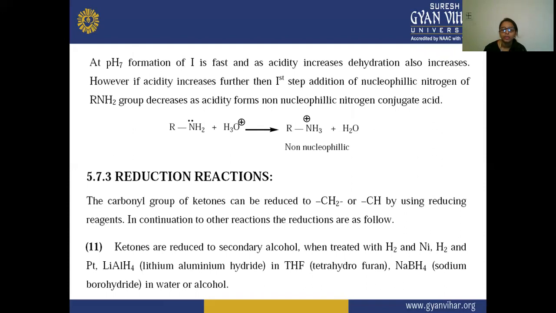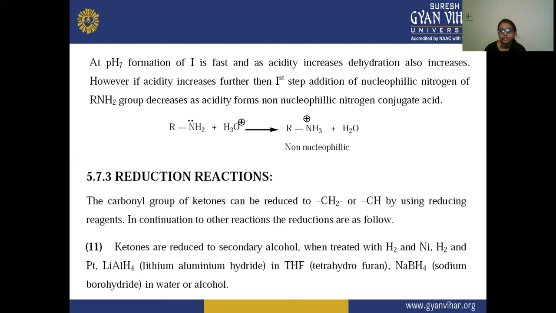Next, at pH 7 formation of the intermediate is fast, and as acidity increases dehydration also increases. However, if acidity increases further, then the first step, addition of the nucleophilic nitrogen of the NH2 group, decreases as acidity forms a non-nucleophilic nitrogen conjugate acid. So here you will see this primary amine reacts with H3O+, that is your hydronium ion, and there is a formation of non-nucleophilic NH3+.